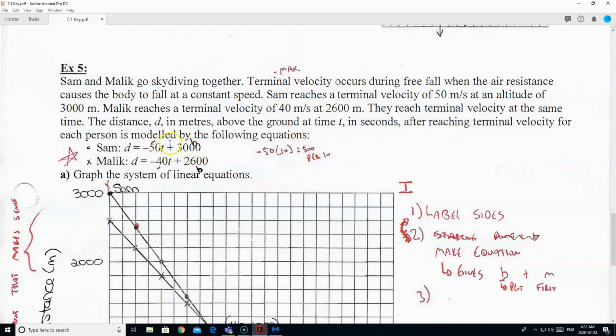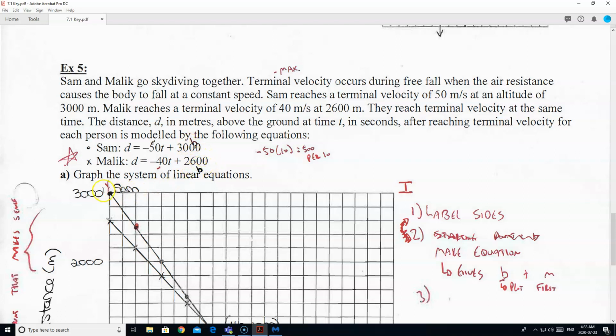And t, they said, is going to be the time in seconds. D is the distance. So this equation is just representing their distance from the ground and how much time has passed, right? So in this case, 3,000 meters is, I guess, the distance from the ground at which they reach terminal velocity. Okay, so at 3,000 meters was Sam, and 2,600 meters was Malik.